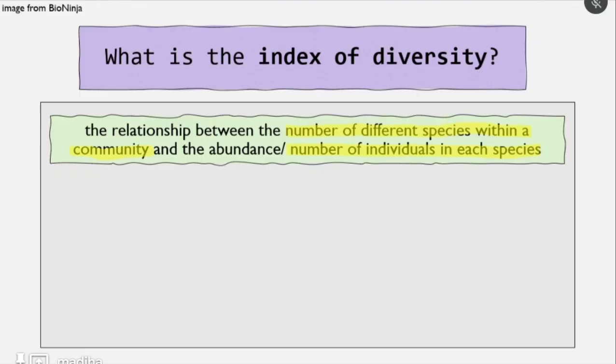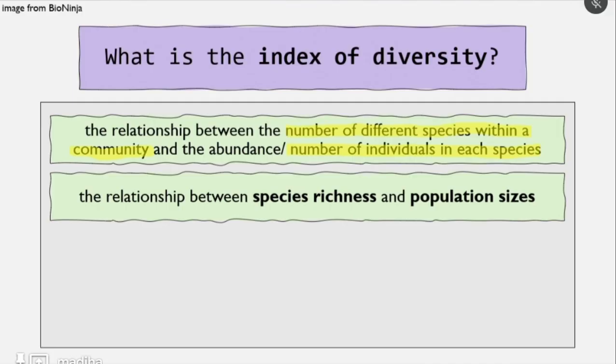It's a lot of words. We can easily break that down because we've literally just learned this. The number of different species within a community is quite literally species richness, and the number of individuals in each species is also just going to be the population sizes of each species, right? Because when we talked about before, a population is a group of organisms of the same species. So if we're counting all the individuals in each species, we're just counting that whole population, if that makes sense. So we can break down this definition to the relationship between species richness and population sizes.